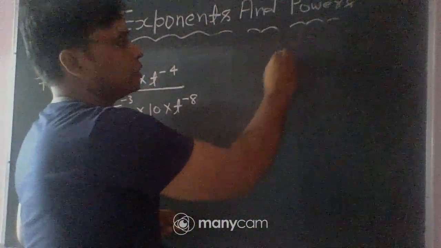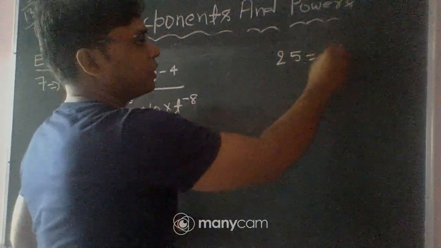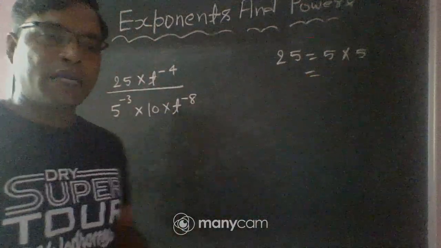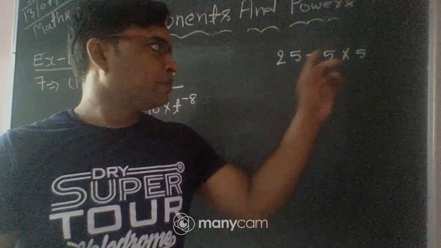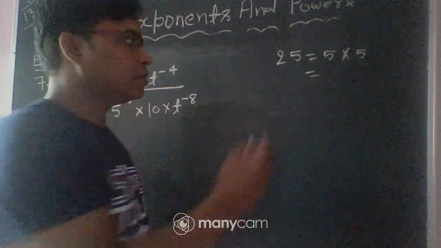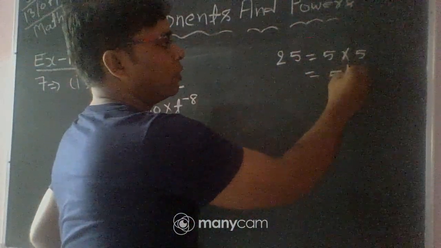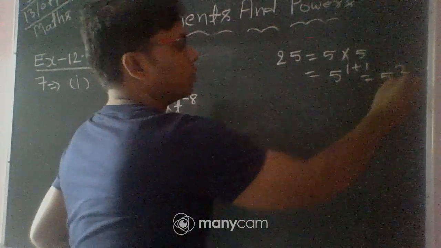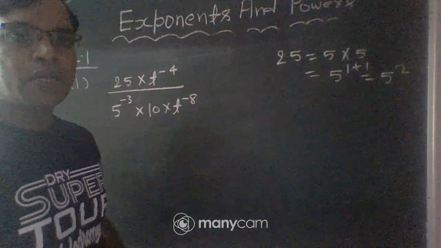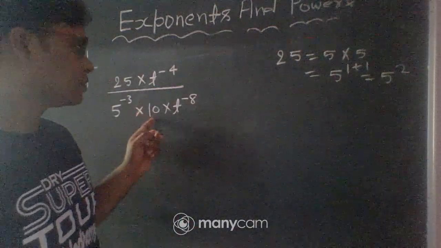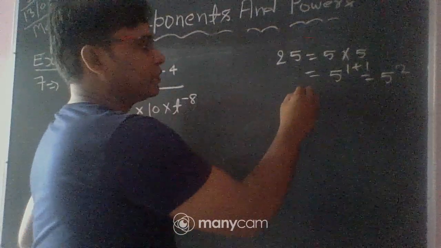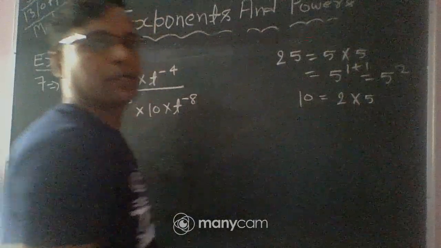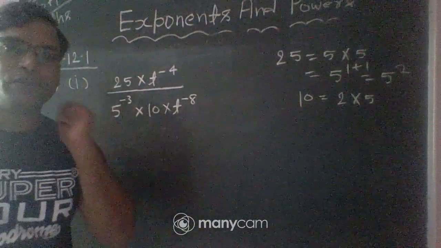25, you can write it 5 into 5. Okay. So here you can see 5 into 5, the bases are equal, but here the power is nothing but 1. So you can write it 5 power 1 plus 1, which is equal to 5 power 2. So you can write in the place of 25, 5 power 2. And here this is 10. So you can write 10 is equal to 2 into 5. Okay.